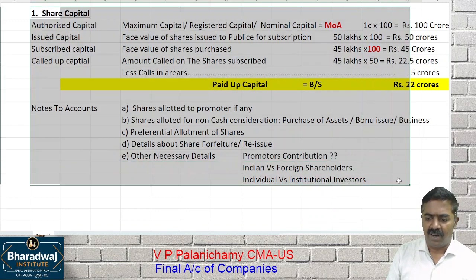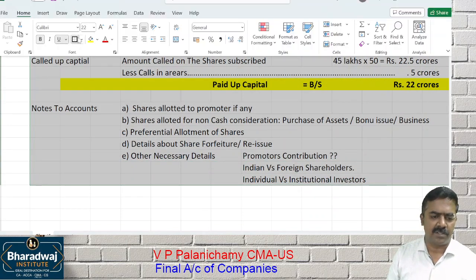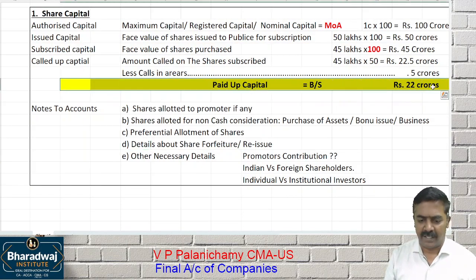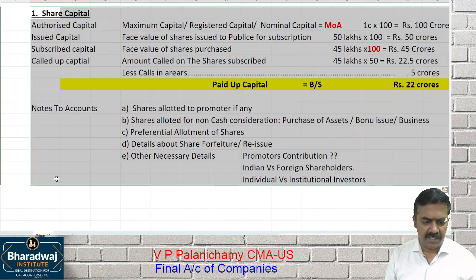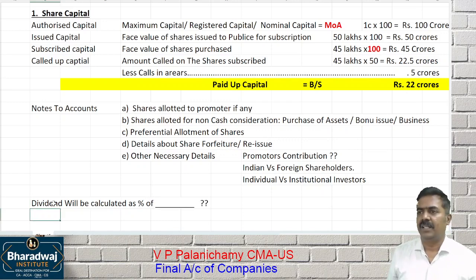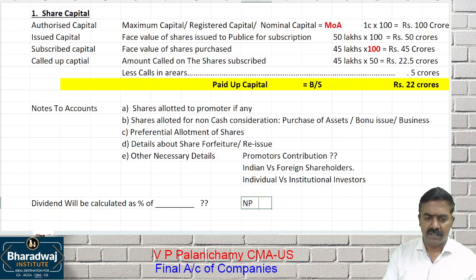So share capital, all this information, will it come in the balance sheet or as notes to accounts? Notes to accounts, but in the balance sheet you will show paid up capital. And please remember, dividend will be paid or calculated as a percentage of what? Dividend, either percentage will work out. Will you work it out as a percentage of net profit, issued capital, subscribed capital, called up capital?